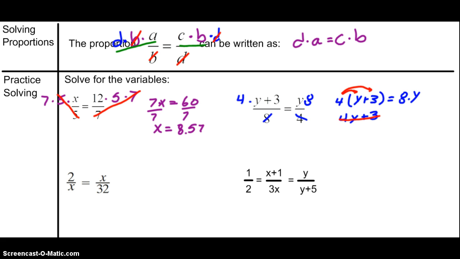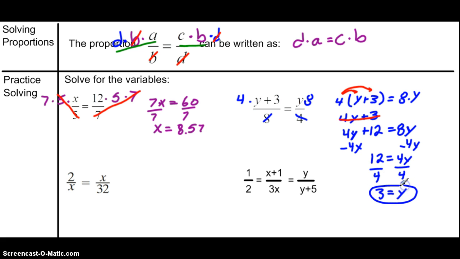and the 3. So this becomes 4y plus 12, 4 times 3, equals 8y. We finish by subtracting 4y from both sides. We have 12 equals 4y, and dividing both sides by 4 to get the y by itself, we end up with 3 equals y for the second problem.